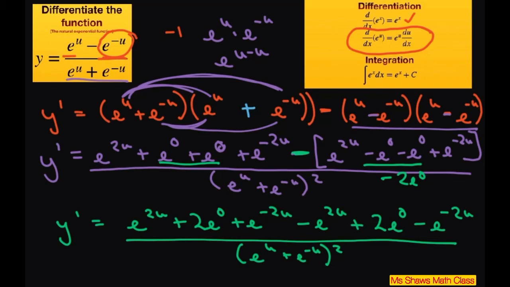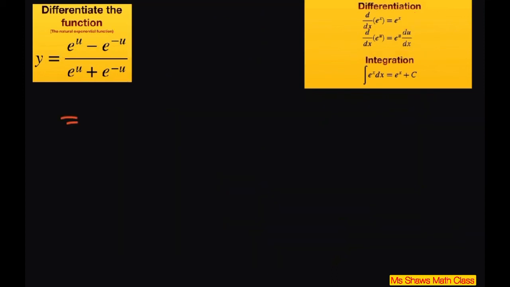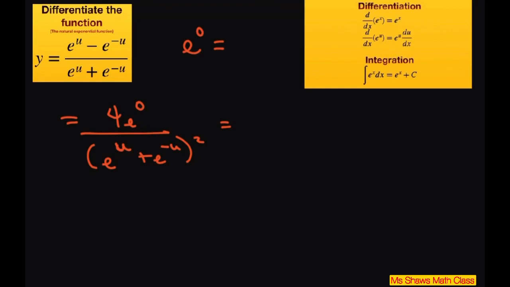Now let's look at this before we move on. Is there anything we can cancel out? We can cancel these out, and also these two. So basically 2 of these plus 2 of these is 4 of these. So finally we get this equals 4e to the 0 power divided by e to the u plus e to the negative u squared. And of course, anything to the 0 power equals 1.